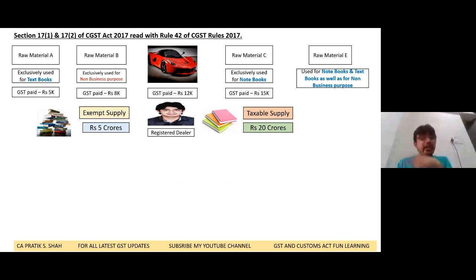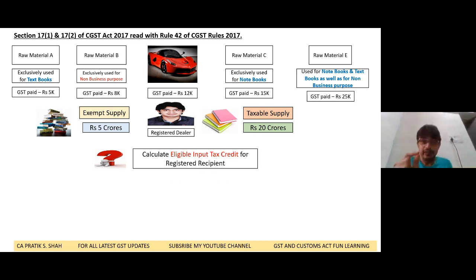This raw material is useful for what? Exempt supply also, taxable supply also, personal purpose also, non-business and business purpose also. Now, how to take the ITC? Please listen, this is your exam question. This is not my personal question.